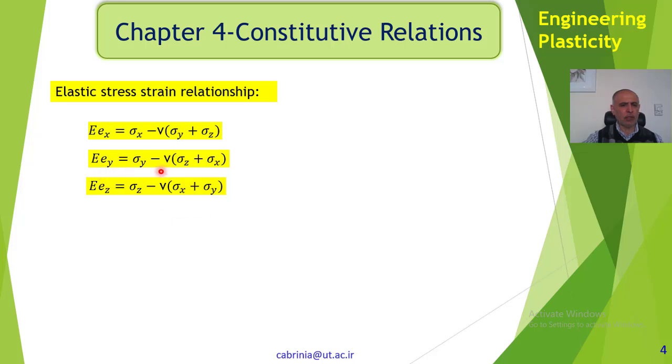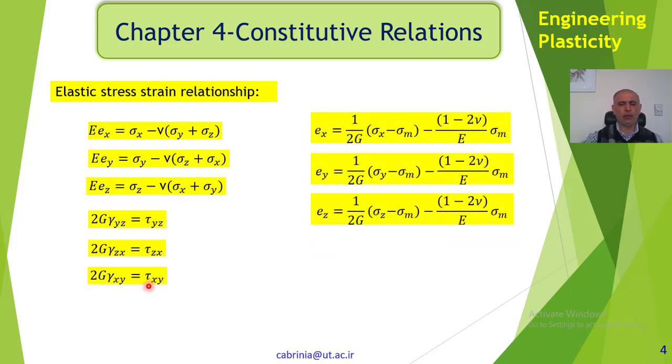And so in the other directions also, we have these strain components. Also for the shear components of strain, we have the modulus of rigidity, and gamma yz is equal to tau yz over G, etc.